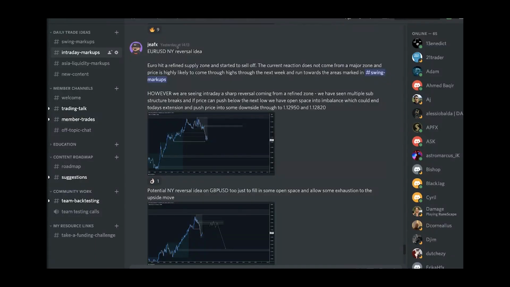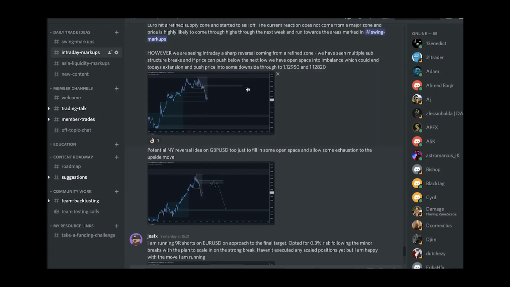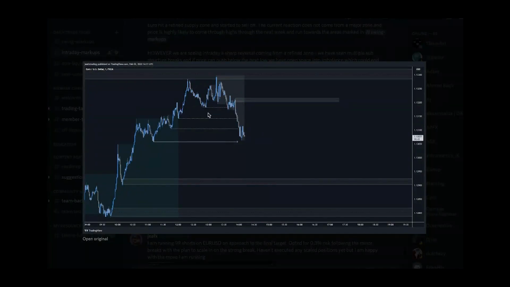So here we can see yesterday I posted the EURUSD New York reversal idea that came with the multiple minor breaks of structure, the major break level that would have opened the space to the big downside, and then a short point as well to actually sell from.